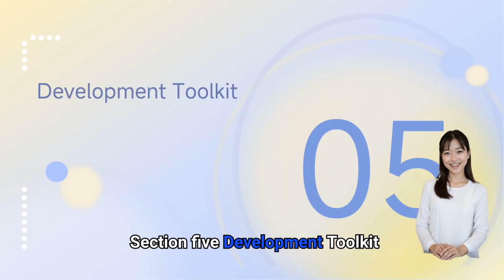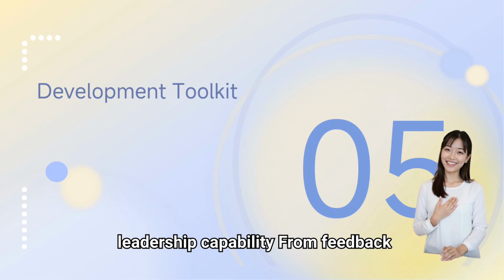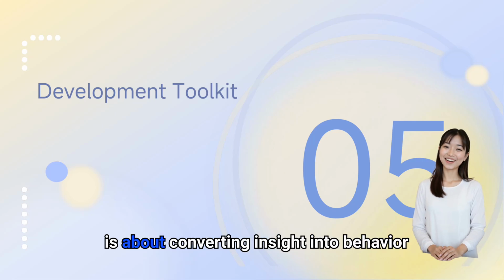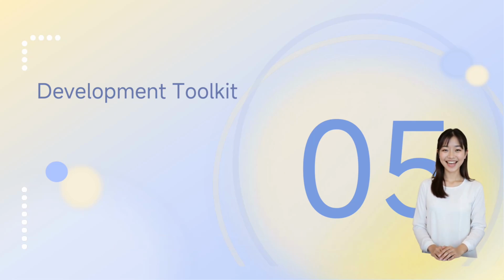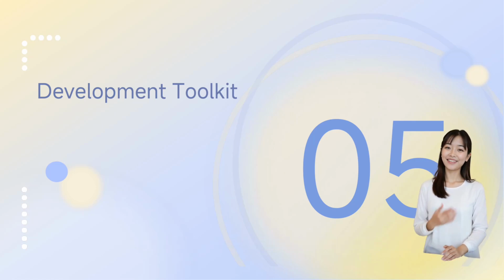Section 5 Development Toolkit outlines practical methods to build leadership capability. From feedback systems to skill experiments, this toolkit is about converting insight into behavior through structured practice, reflection, and peer learning so leaders can expand their adaptive capacity over time.